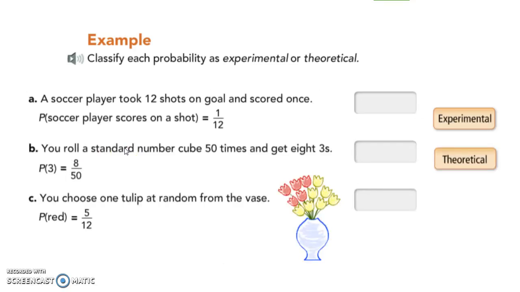All right, let's try this together. Just put A, B, C, you don't have to copy the thing, and then you can say on your own experimental or theoretical. For A, a soccer player took 12 shots on a goal and scored once. So the probability of a soccer player scoring on a shot is 1 out of 12. Was that based on experimental or theoretical probability? When the soccer player actually took the 12 shots on the goal, that was actually doing the experiments. That would be experimental probability.